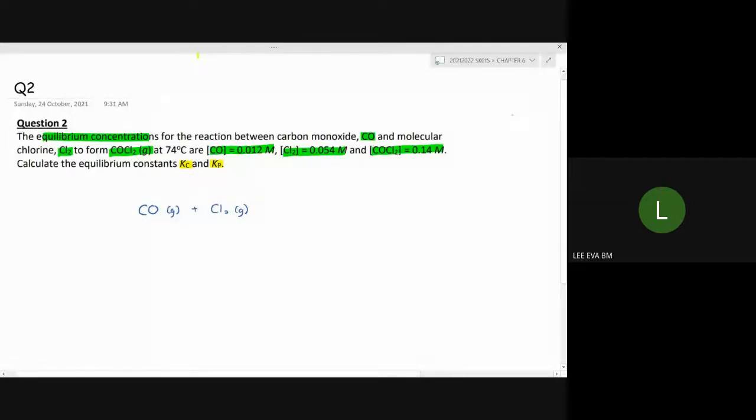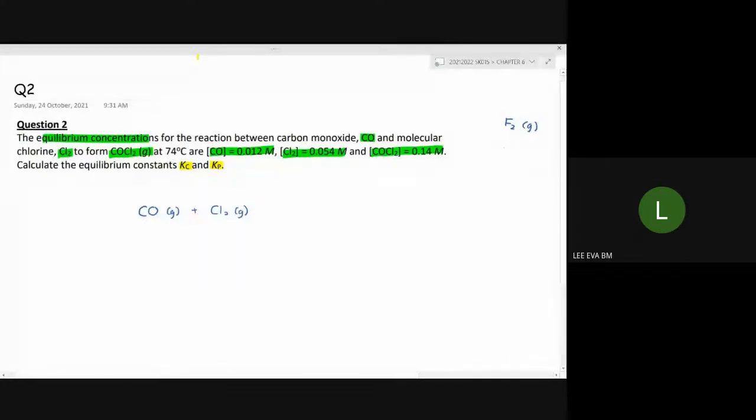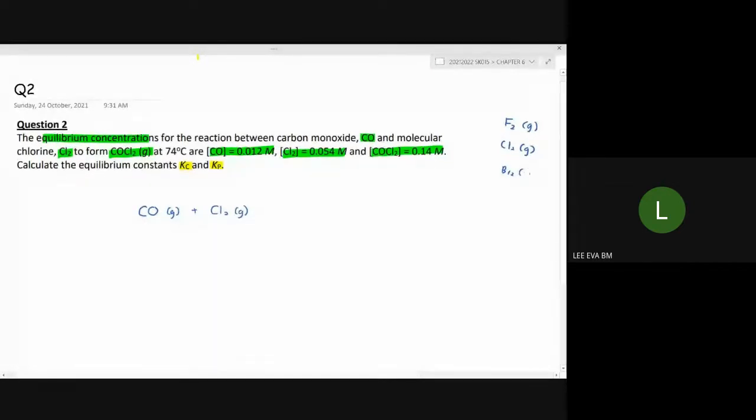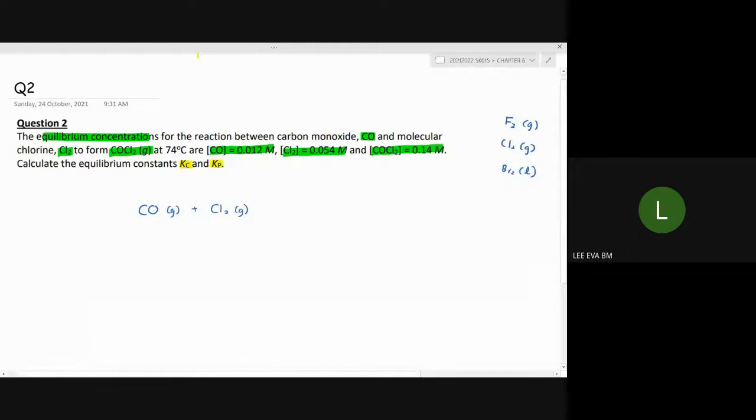For your information, if you got fluorine, that will be in gas. If you get Cl2, if it doesn't mention, this is the standard state that you have got for group 17. Chlorine is also a gas. Bromine normally will be in liquid, but if mentioned, gas also can. Okay, so either one. And then the last one, iodine, the standard state will be solid. So this one, if it doesn't mention, Cl2 is a gas.